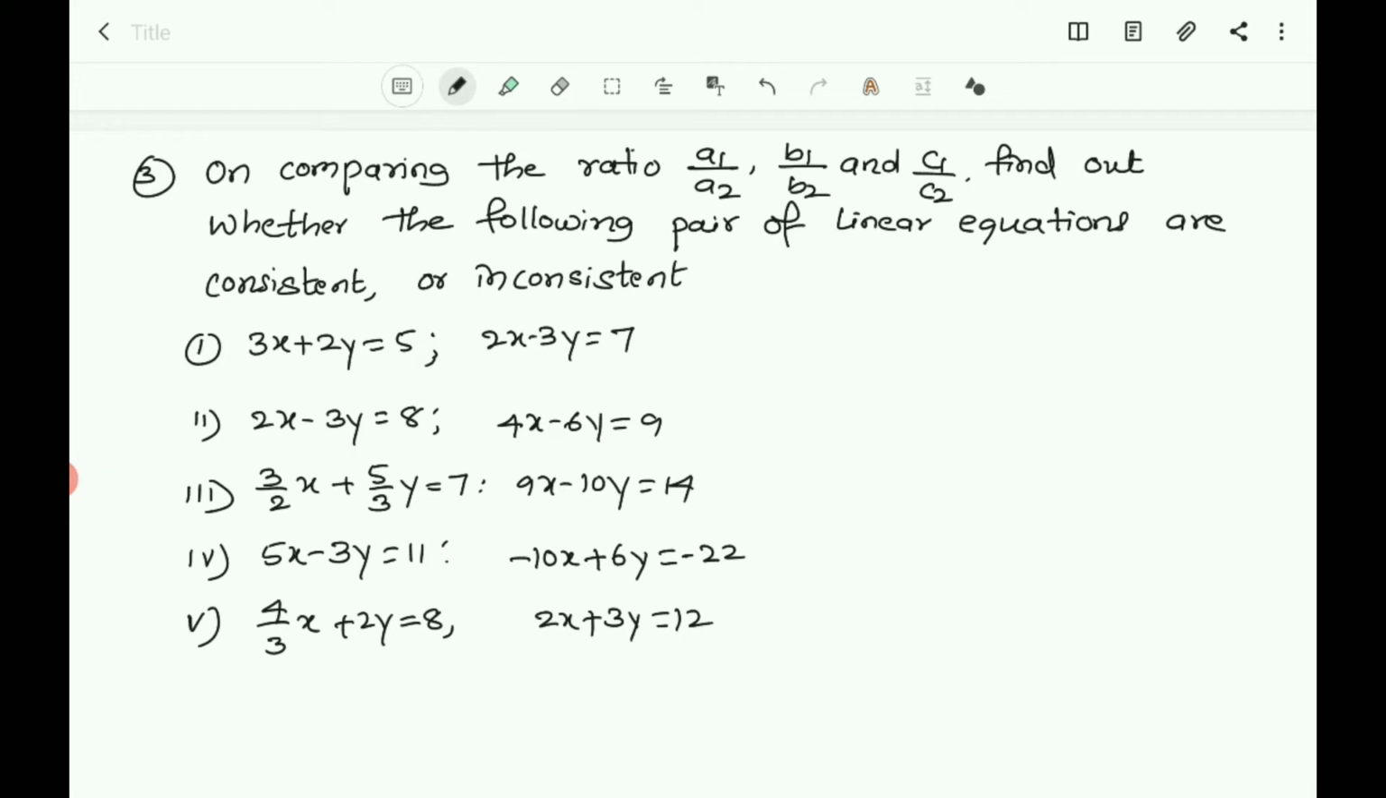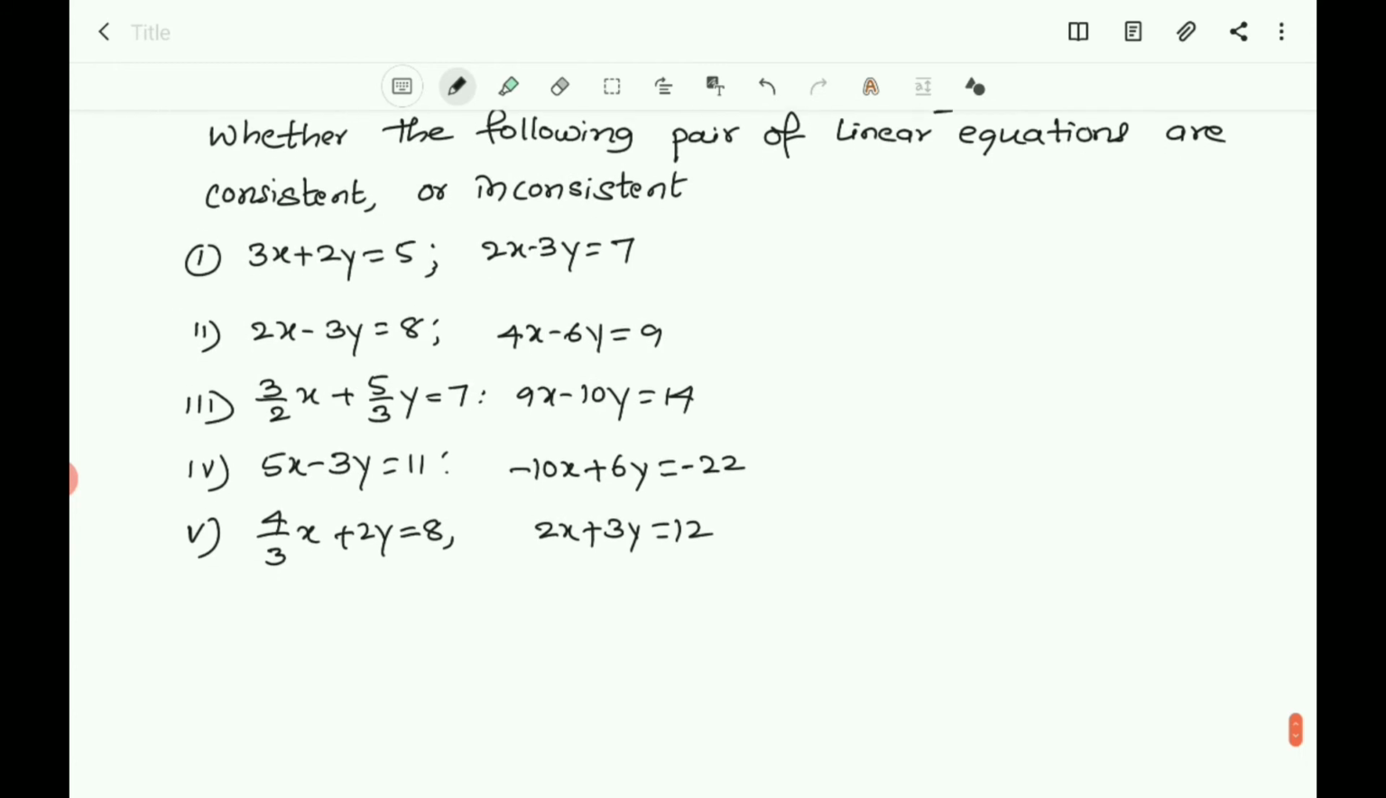What is the question? On comparing the ratio a1 by a2, b1 by b2 and c1 by c2, find out whether the following pair of linear equations are consistent or inconsistent. You know that if they are having a solution, they are consistent. If they are not having a solution, they are inconsistent. And only in the case if they are parallel, meaning a1 by a2 is equal to b1 by b2 is not equal to c1 by c2, in that case they are parallel and inconsistent. In the other two cases they are having one solution or many solutions, so they are consistent.